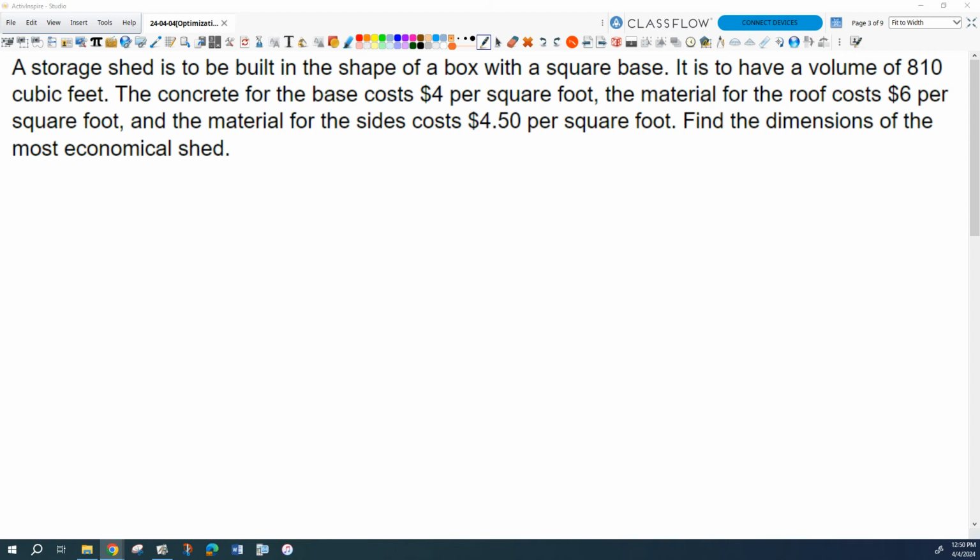Okay, so yeah, what about one like this? When you're setting this up, I just want to go over why this is a little easier than what we did yesterday, because it's giving us specific amounts for the cost per unit area, right? So if we drew this guy, it's got a square base.